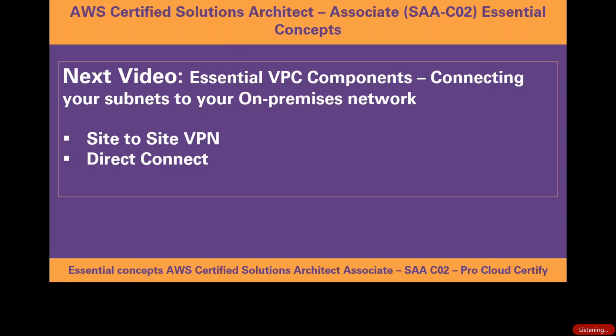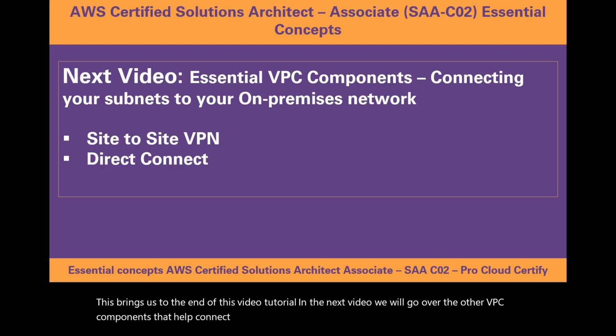This brings us to the end of this video tutorial. In the next video, we will go over the other VPC components that help connect your subnets to your on-premises network, which are your site-to-site VPN and Direct Connect service.